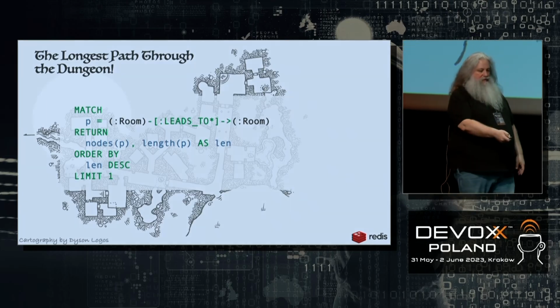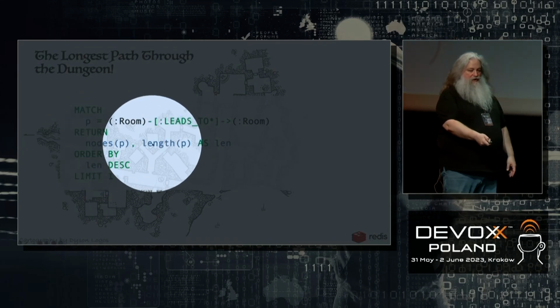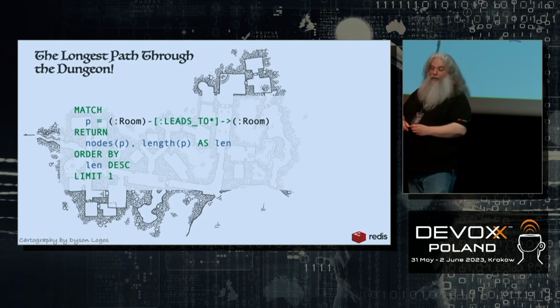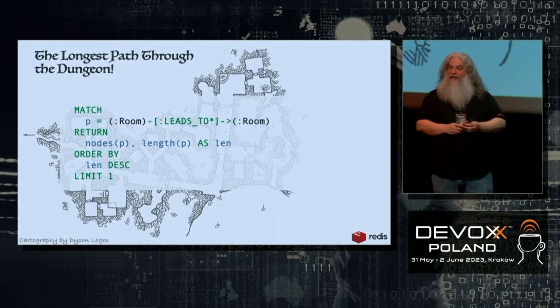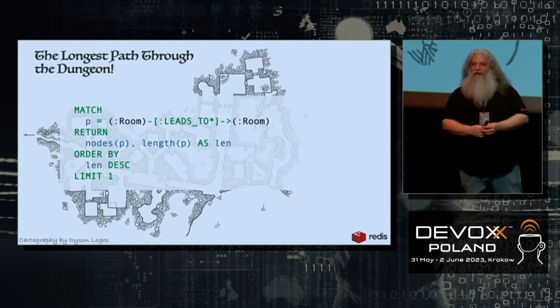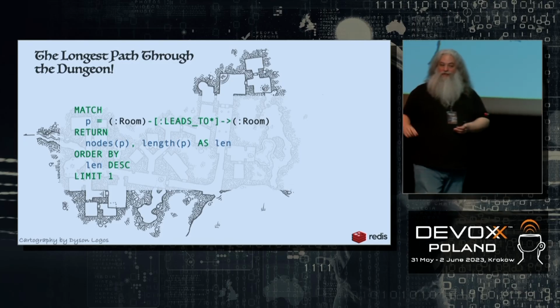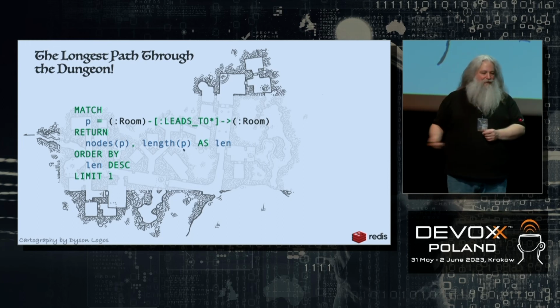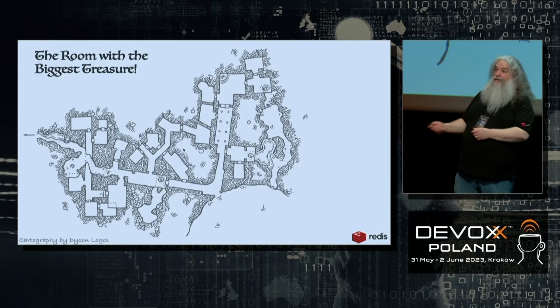And then we can return attributes off of that path. Here we can return all the nodes by calling a little nodes function. We can get the length of that path. In this case, we're ordering that by the length descending, so the longest path is at the top, and then we return that path. And now we find the longest path through the dungeon. This is a very slow-running query. We can find the room with the biggest treasure.